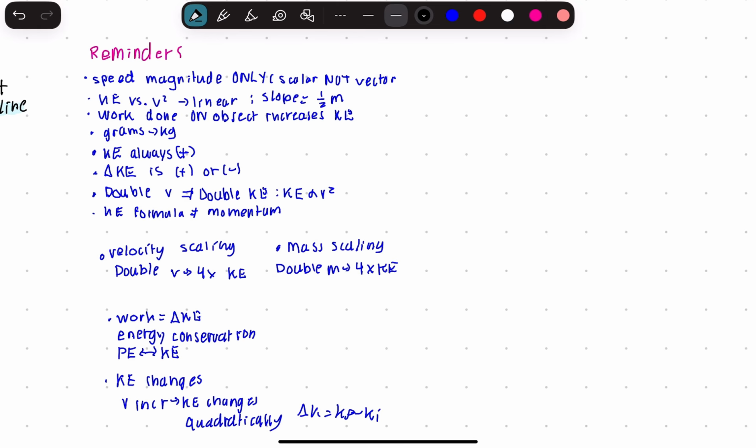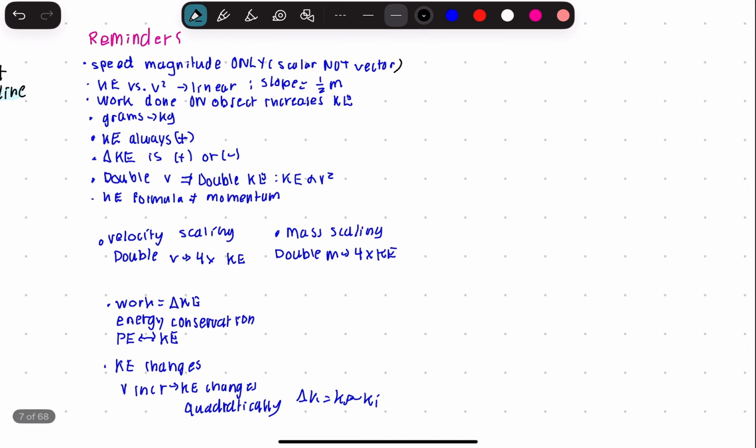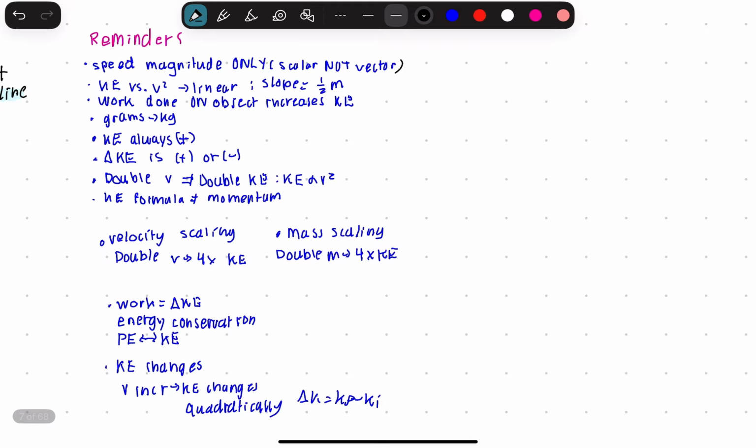And in summary, let's talk about some reminders. Remember that you only want the magnitude of speed because it is a scalar, not a vector. Also, the KE versus v squared graph is going to be linear, and the slope is going to be 1/2 m. Work done on an object increases the kinetic energy. Whenever you have calculations, convert grams to kilograms, which is the SI unit. Kinetic energy is always positive, but delta K can be positive or negative.